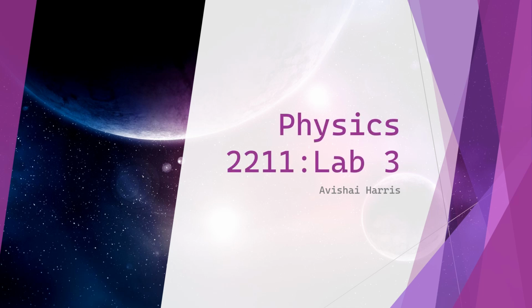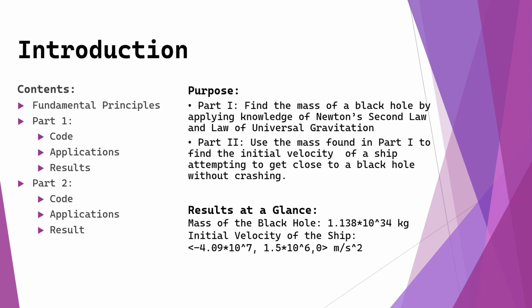This is Lab 3 for Physics 2211 Black Hole Lab. In this video, we will be using fundamental physics principles to find unknowns given certain information. In Part 1, the goal is to deduce the mass of a black hole being orbited by a star, and in Part 2, the goal is to come as close to that black hole as possible, without being sucked in by finding an acceptable initial velocity.